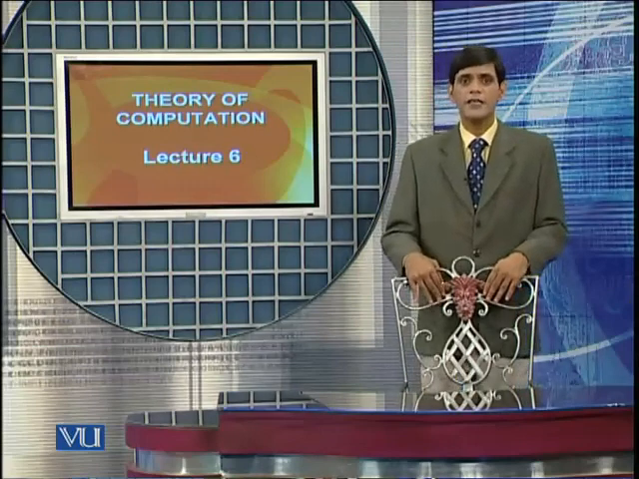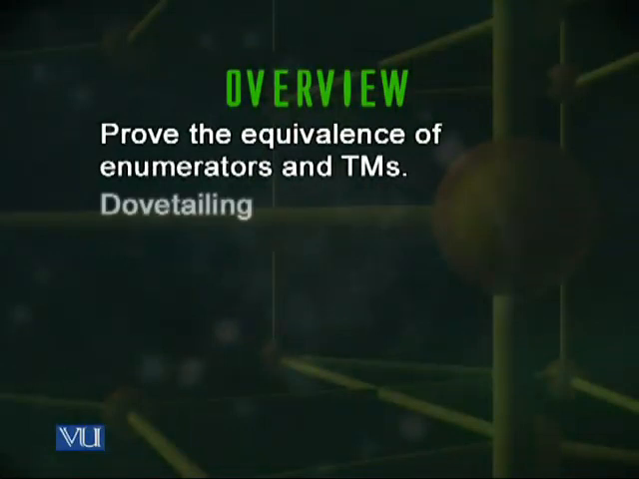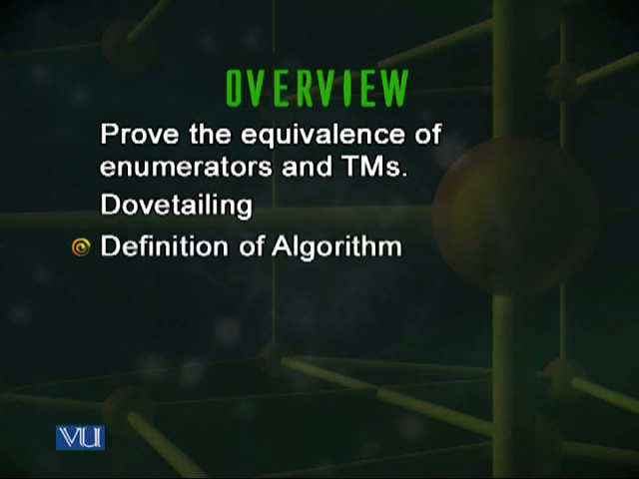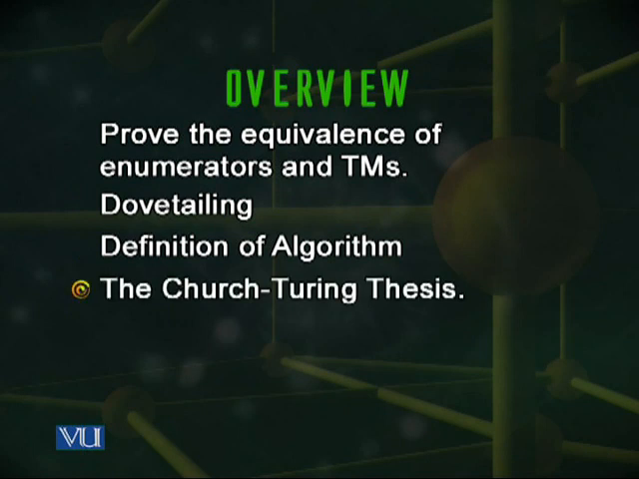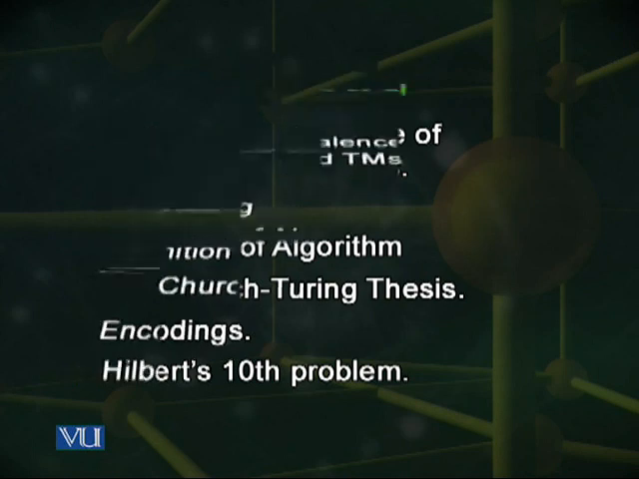The outline of today's lecture is as follows. Today we will prove the equivalence of enumerators and Turing machines more formally. Once again, we'll explore this technique called dovetailing, which is very important, and we will be using it throughout the course. After that, we will formally define what an algorithm is. We will discuss the Church-Turing thesis, and then we'll talk about encodings. And in the last part of the lecture, we will talk about Hilbert's 10th problem and Matiyasevich's theorem.